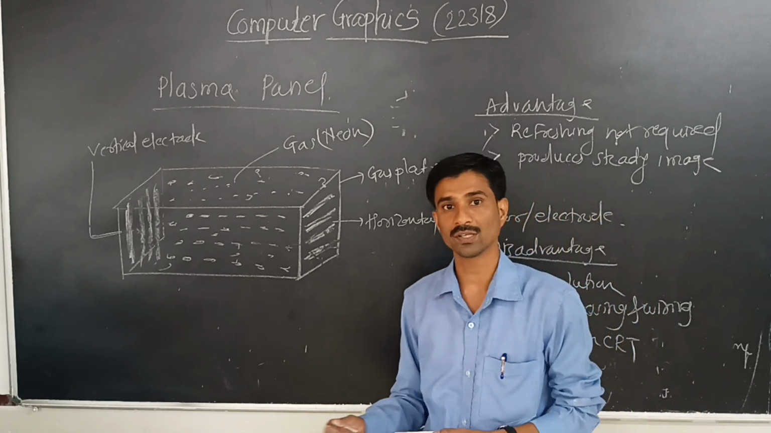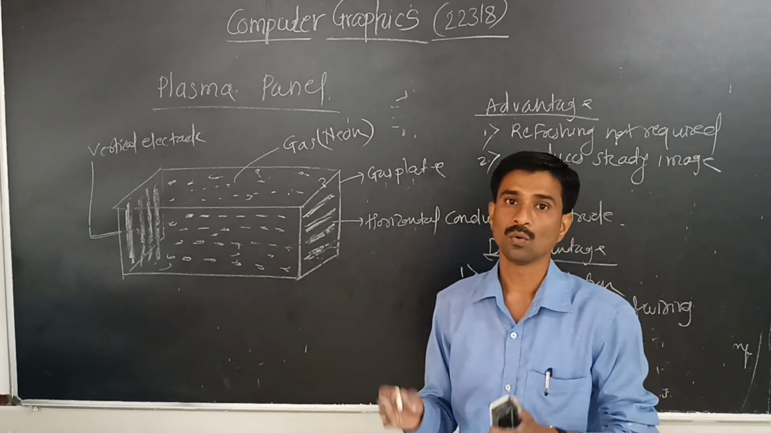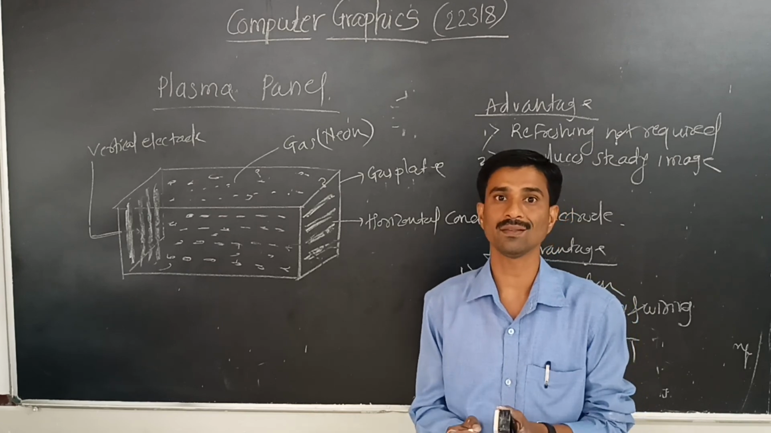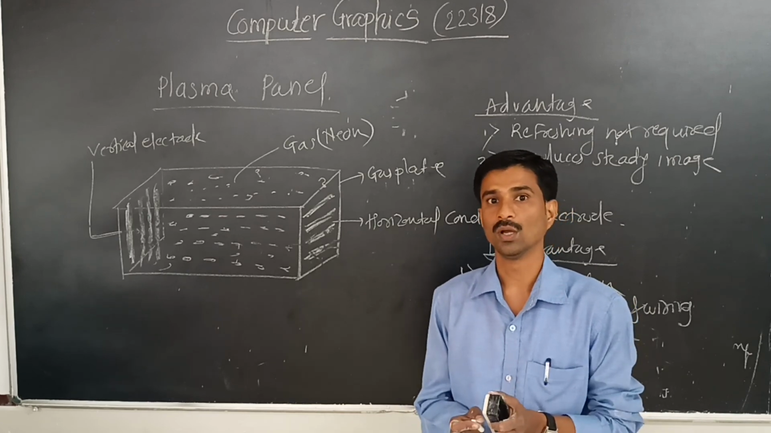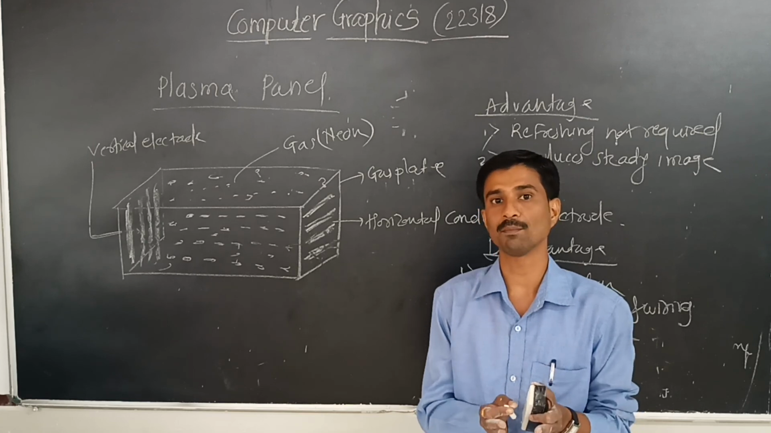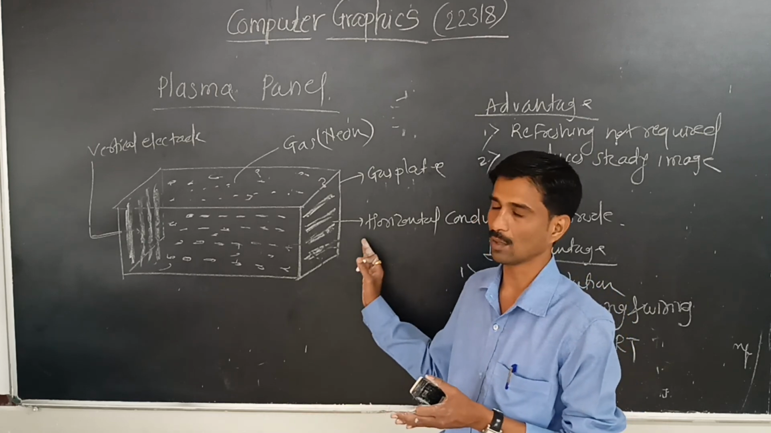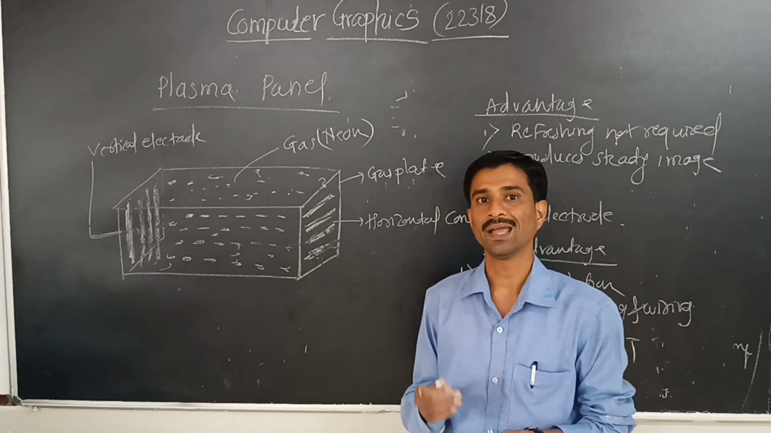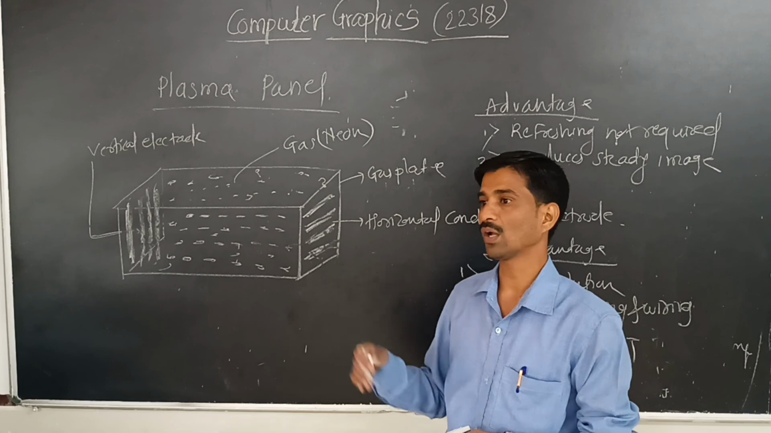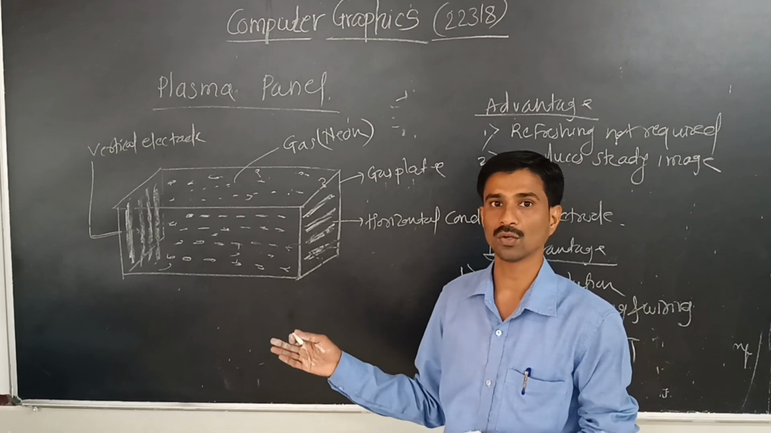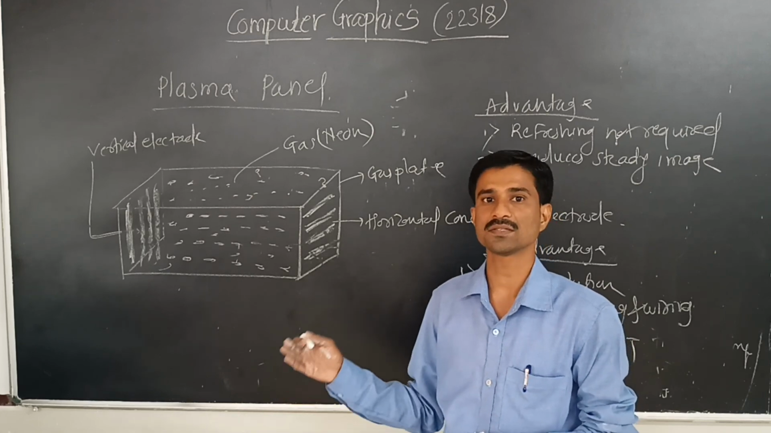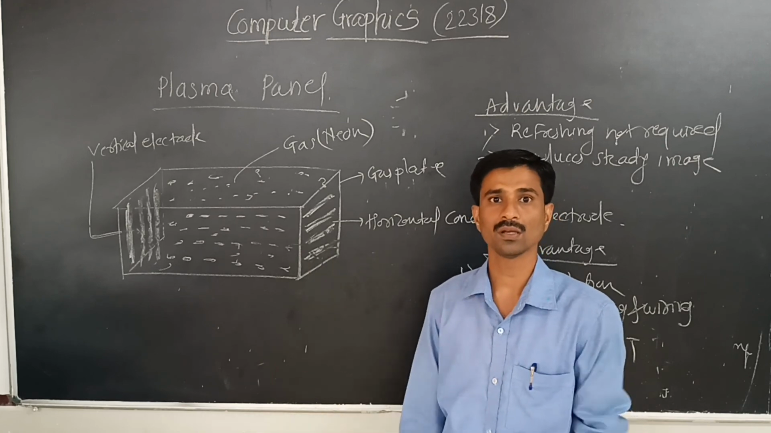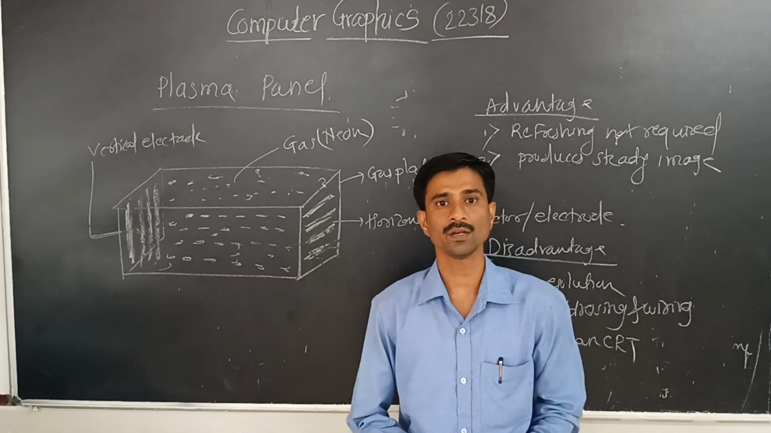So in today's lecture we have seen what is meant by flat panel display, and the types of flat panel display, that is emissive and non-emissive. In emissive, the examples are LED and plasma, and the other is non-emissive, where the example is LCD. And we have seen in detail the working of LED, its advantages and disadvantages, then the working of plasma, its advantages and disadvantages. Okay, we will stop here. Thank you.